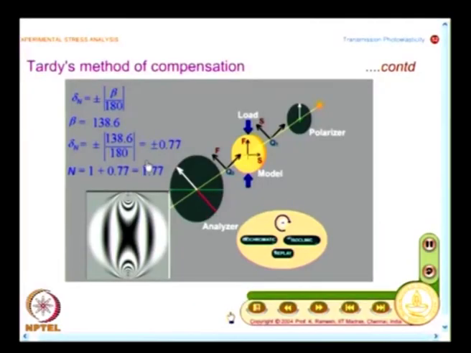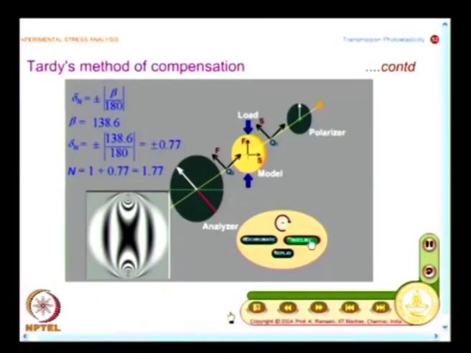So, what I find? I find the angle as 138.6 degrees. Then I am able to calculate delta n, this is plus or minus 0.77. Because the fringe order 1 has moved, I attach the sign plus. So, I make n as 1 plus 0.77 equal to 1.77. So, now what we will do is, we will look at the complete procedure.